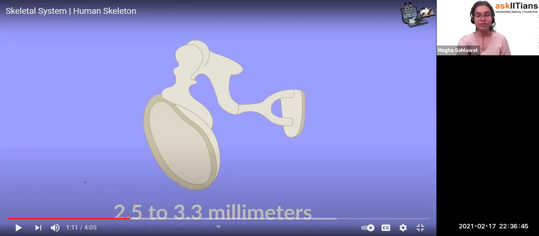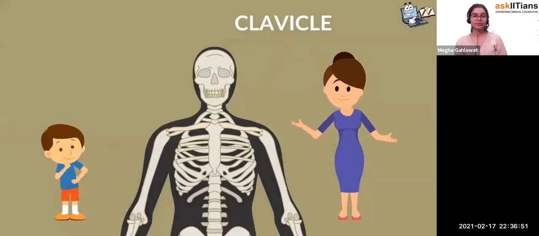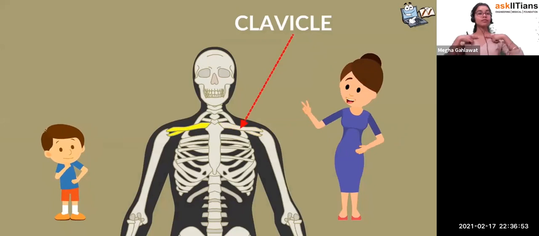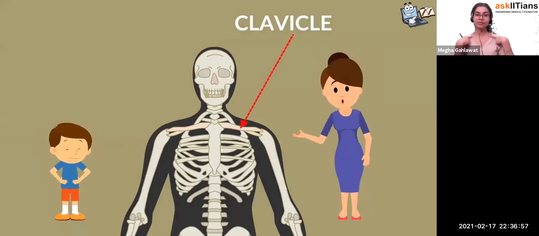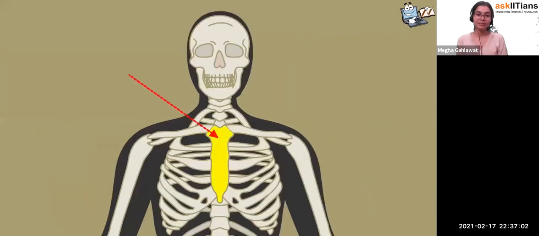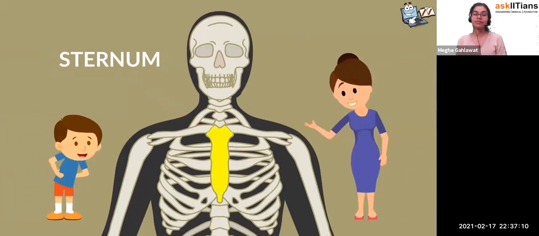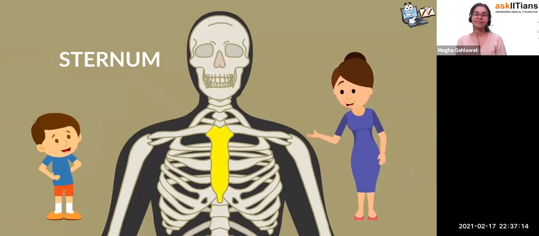Moving forward. These are called the clavicle, or shoulder bones, or collarbone. There are two clavicles, one on the right and one on the left. It is the only long bone in the body that lies horizontally. Now, look at this. It's a sternum, a long, flat bone. Oh, did you notice? It's shaped like a necktie. It's located in the center of our chest.